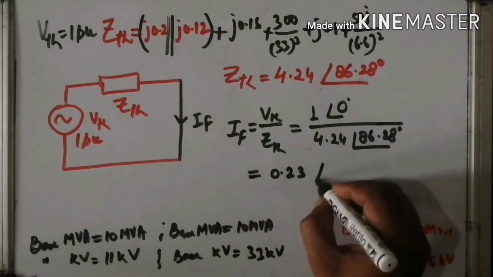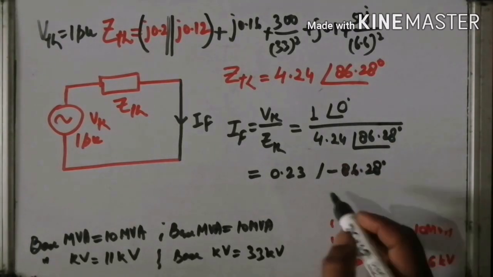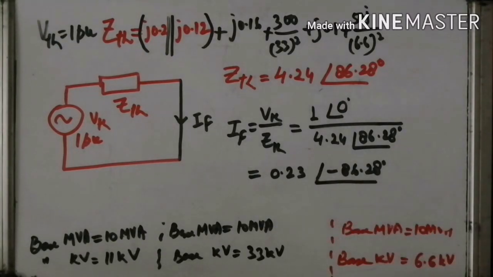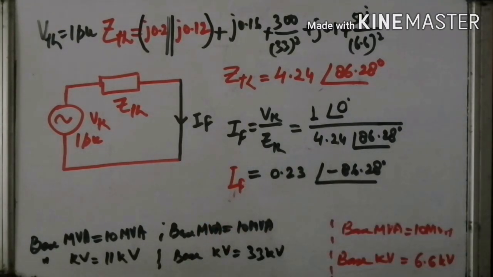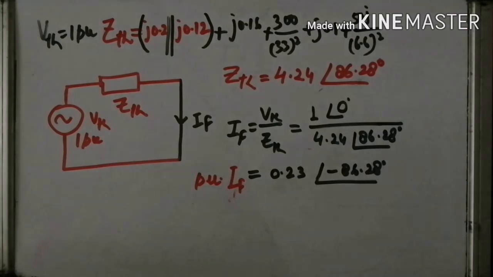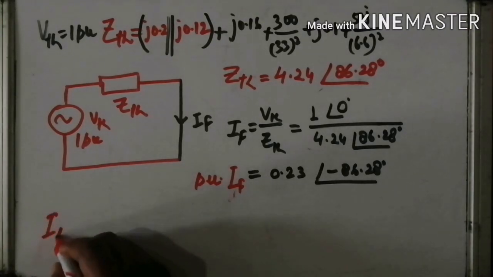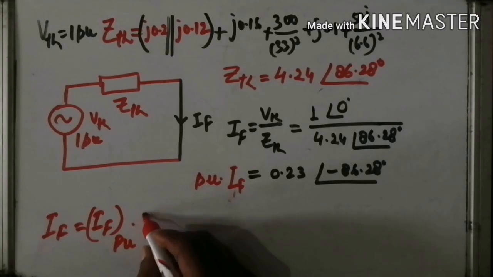0.23 angle minus 86.28 degree. This is the value of current, but listen to me very carefully. This is the value of current but in per unit. So for the calculation of actual current, actual fault current, it is necessary to multiply faulty current per unit with the base value.